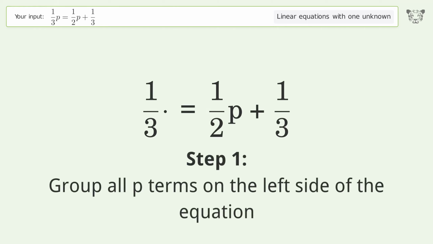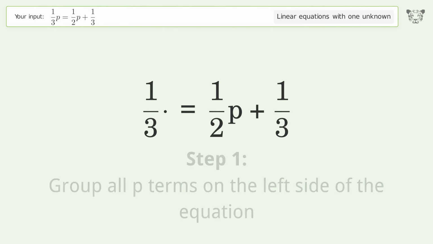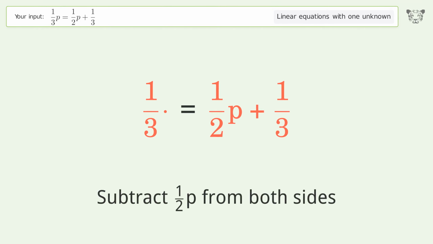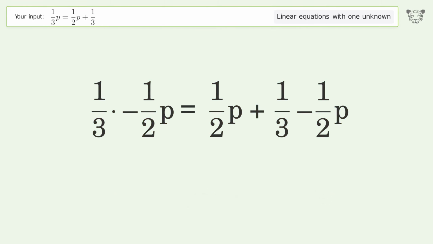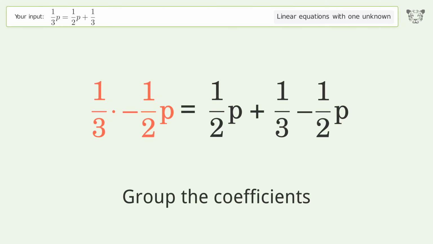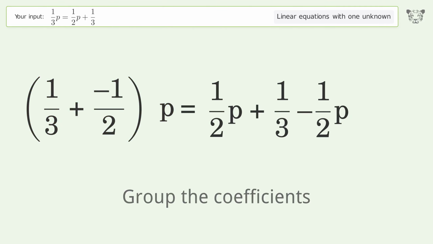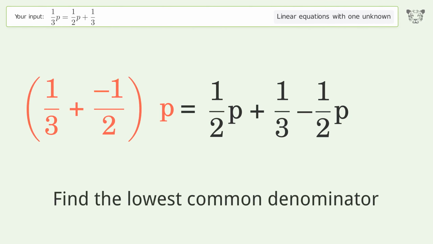Group all p terms on the left side of the equation. Subtract 1 over 2p from both sides. Group the coefficients. Find the lowest common denominator.